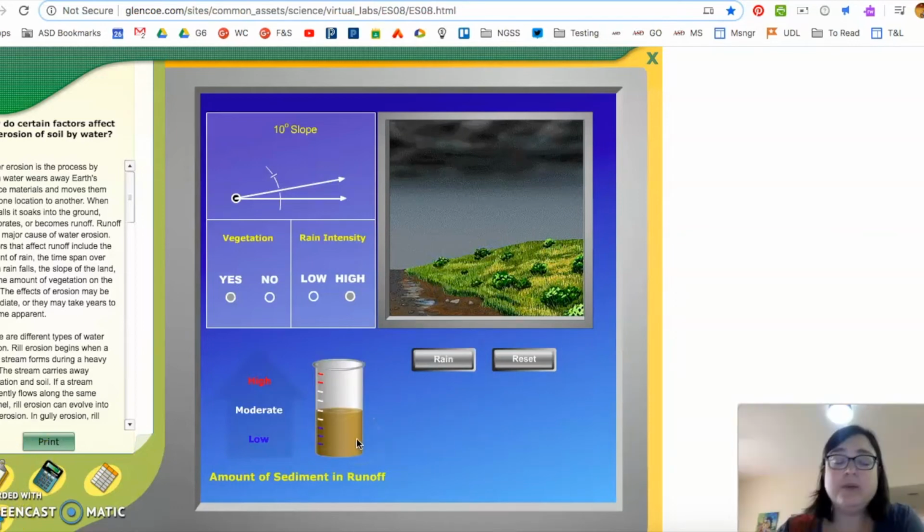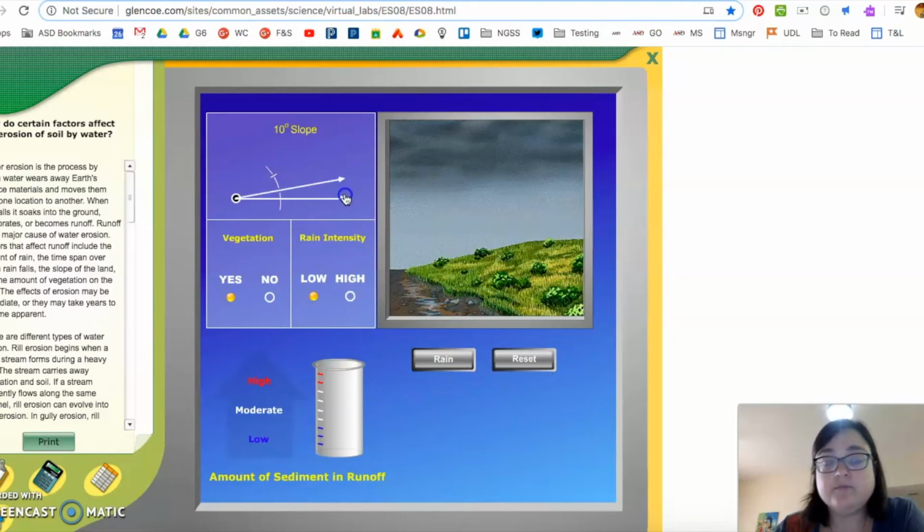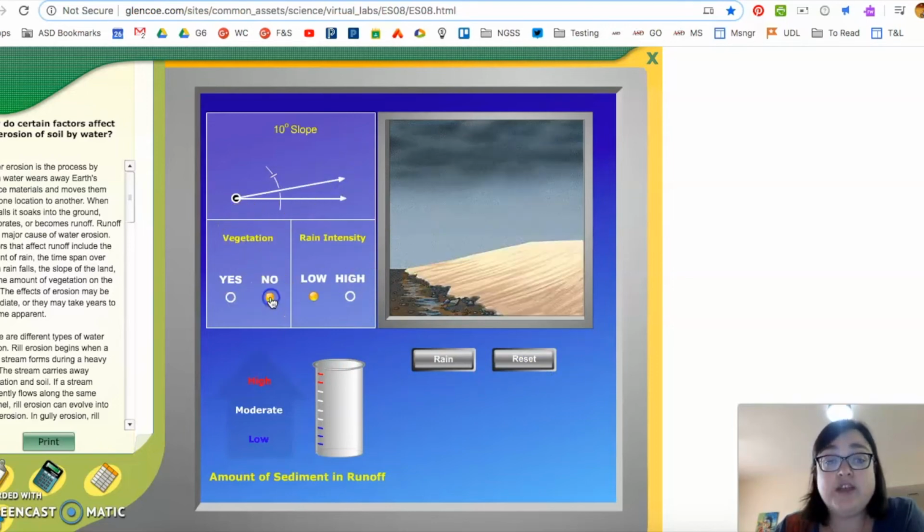You should be able to compare this one with either the one we just did to see whether rain intensity is important, or you could compare it with the 30% slope that had vegetation and high intensity rain to see whether the slope is important. What did you observe? Let's try the next one now. We're going to do 10% slope. No vegetation, low rainfall.